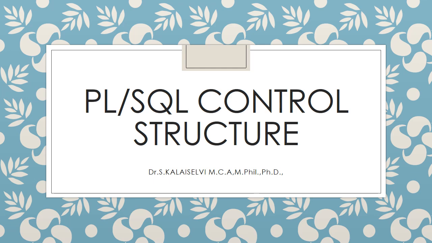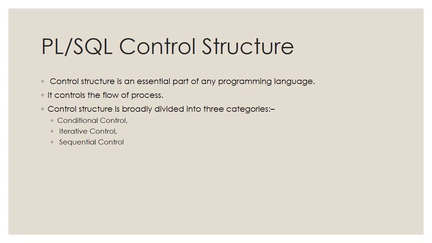Hi students, in this video we discuss PL/SQL control structures. A control structure of a procedural computer program is used as a basis. So these contain three types of control structures: conditional control, iterative control and sequential control.